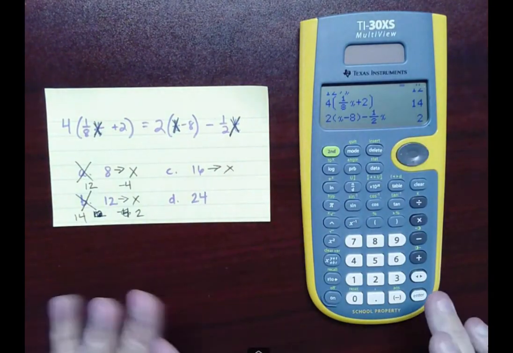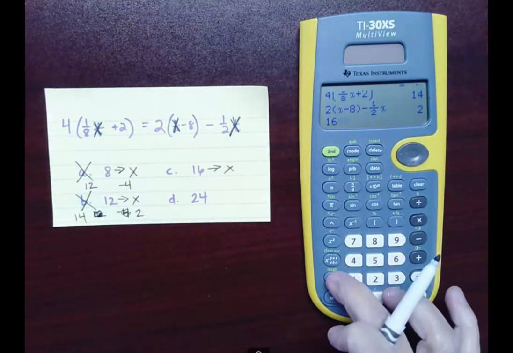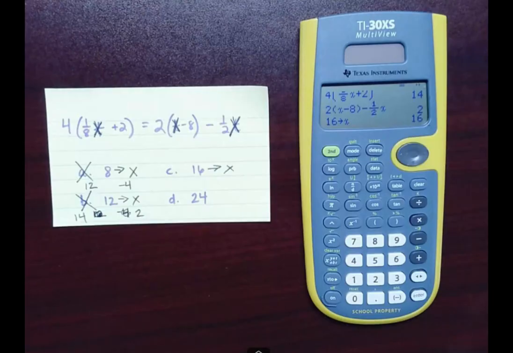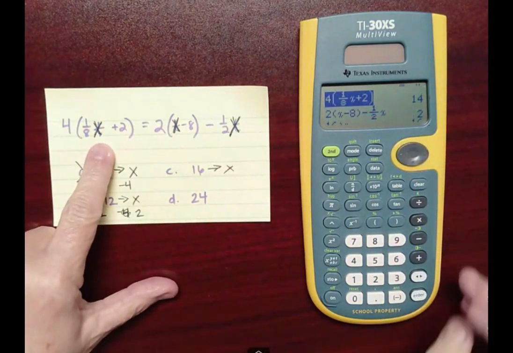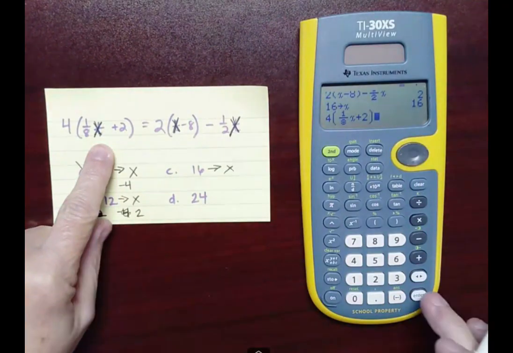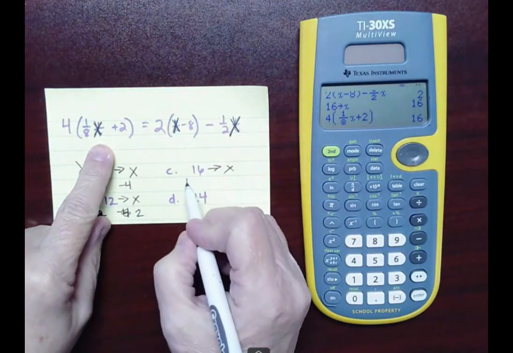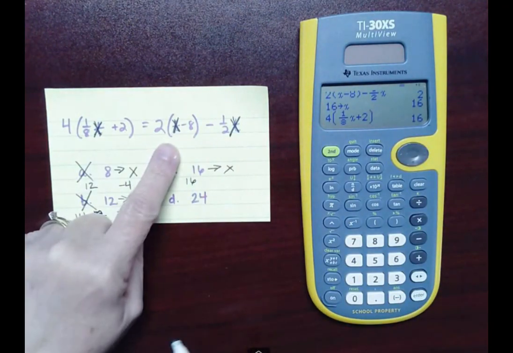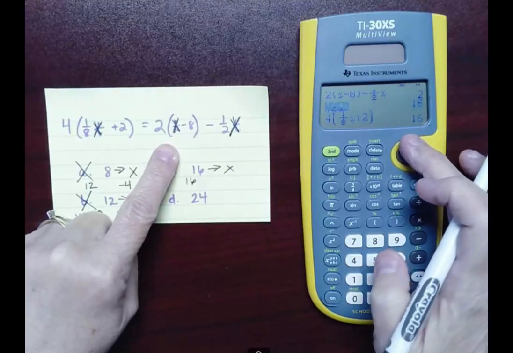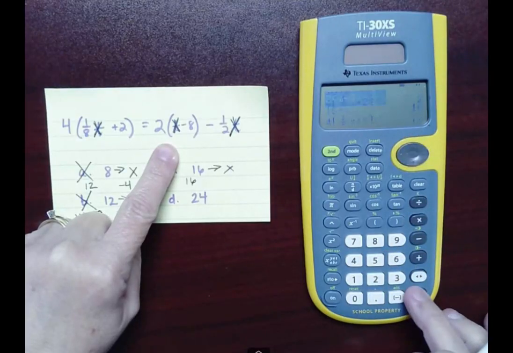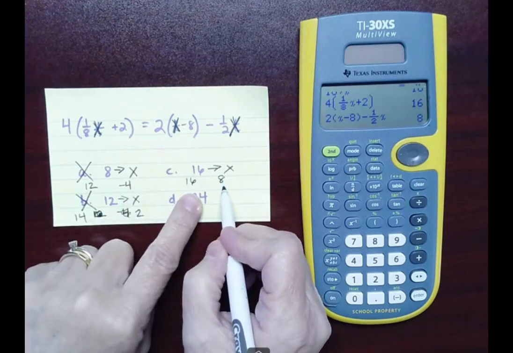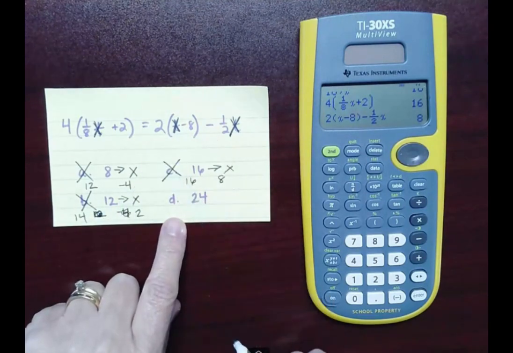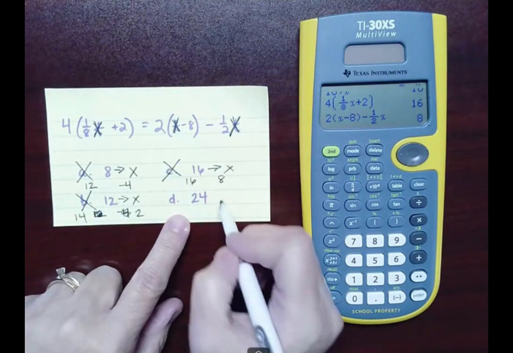16. I'm not going to forget this time. 16, store X, enter. We're going to scroll up to the left side, hit enter. Enter again, tells me I got 16. Now we're going to do the right side. That one, hit enter. Enter again, tells me 8. 16 is not equal to 8. C is not right either. I sure hope D works.